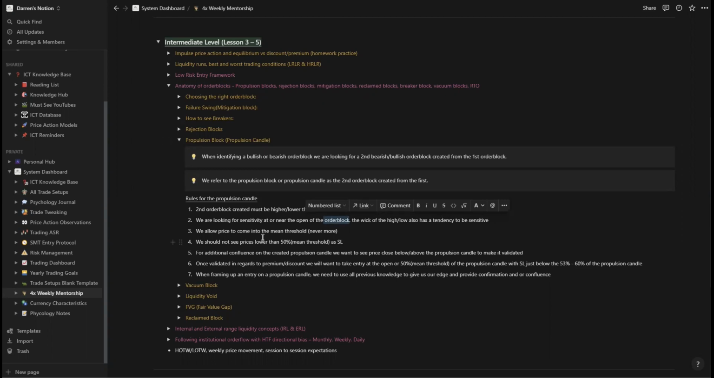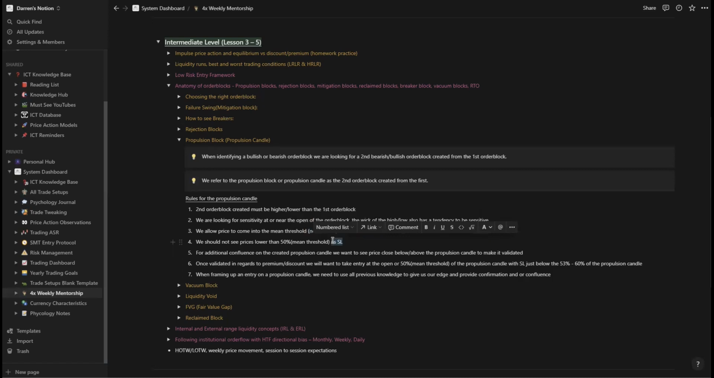We allow price to come into the mean threshold, never more. So with the identified propulsion candle, we can expect that it can be 50% retraced to of the order block 2, but never more. So that allows us to have a tight stop. Obviously, if you're using a weekly propulsion, then in terms of how tight that stop is, could be quite huge, like 100 pips, versus if it was a 1-hour chart, just like 10 pips. So it's in regards to what time frame you use as well, obviously. We should not see prices lower than the 50% mean threshold as the stop loss.